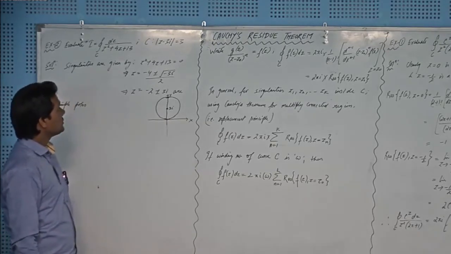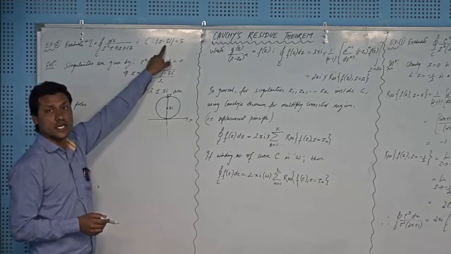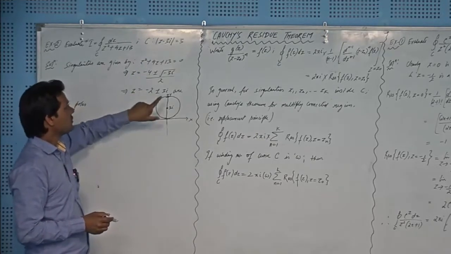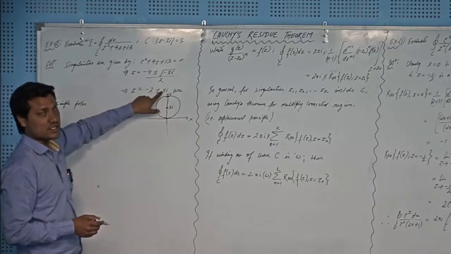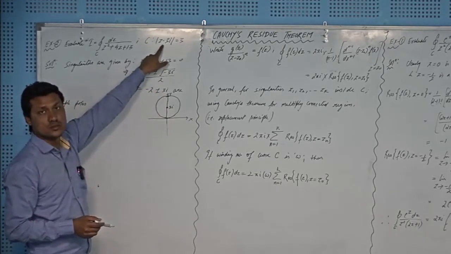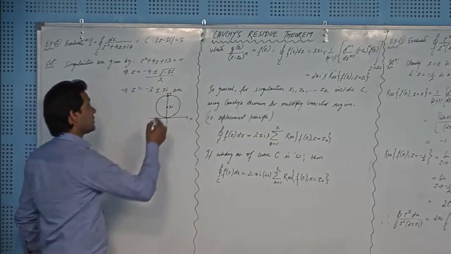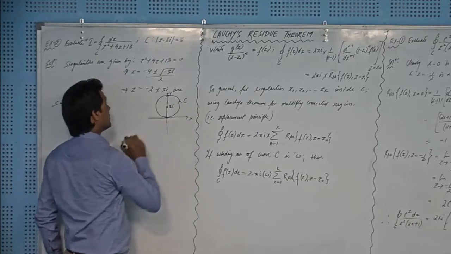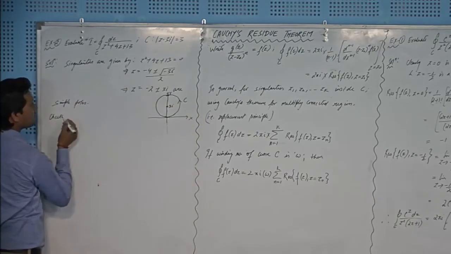The easiest way is that you should just plug these values in the circle equation, right? So I will plug these poles, minus 2 plus 3 iota and then minus 2 minus 3 iota, one by one in my circle equation, and I will identify whether they lie inside or outside this circle, right? So this is C. Now I will check. This is your checkpoint.